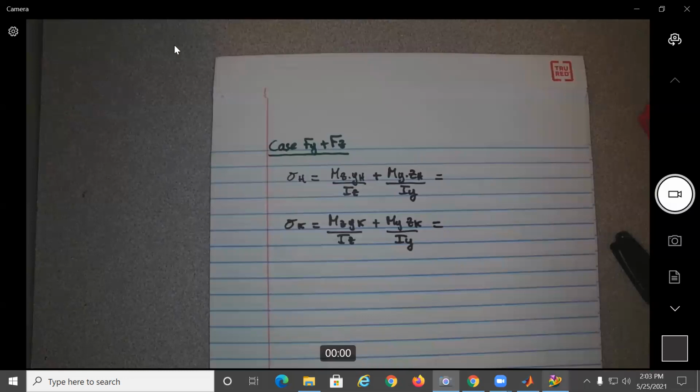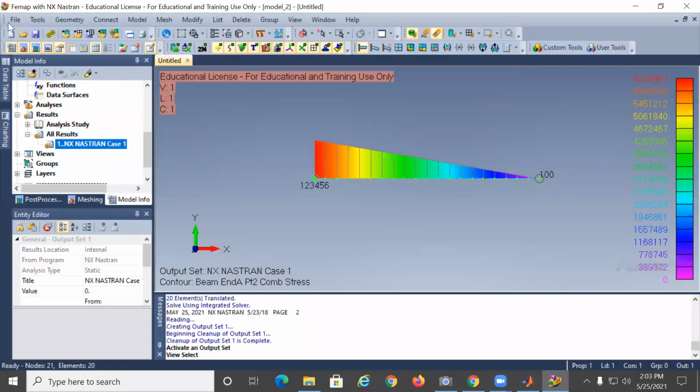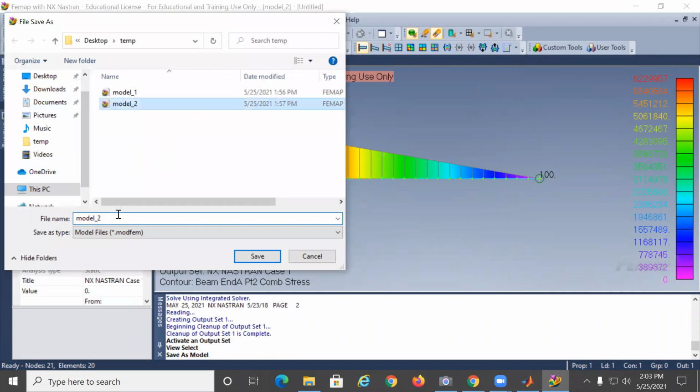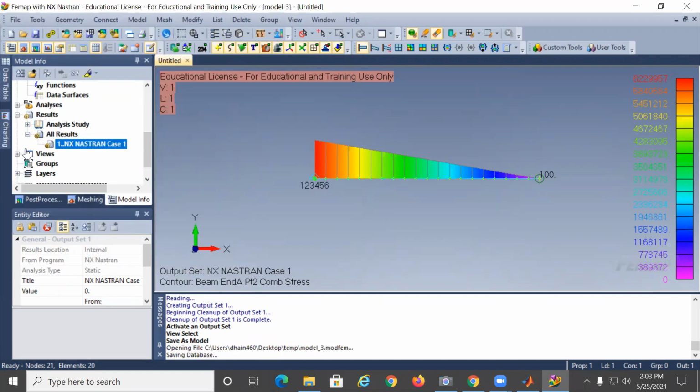So if I do that in the finite element, let's say I take this one, file, save as model 3, save, so I can just delete the results.